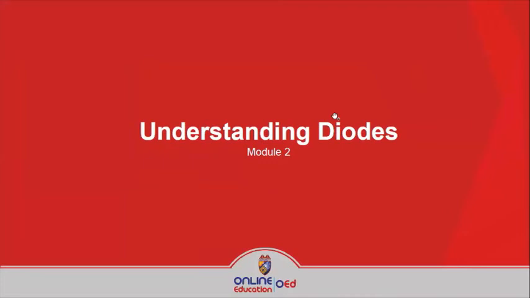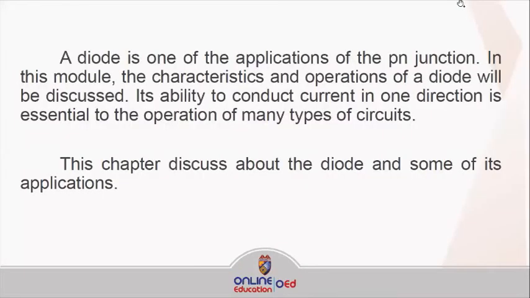Good morning. Okay, let's start with a description of a diode, which is one of the applications of the PN junction. In this module, the characteristic and operation of a diode will be discussed. Its ability to conduct current in one direction is essential to the operation of many types of circuits. Then this chapter also discusses the diode and some of its applications. Okay, let's start.